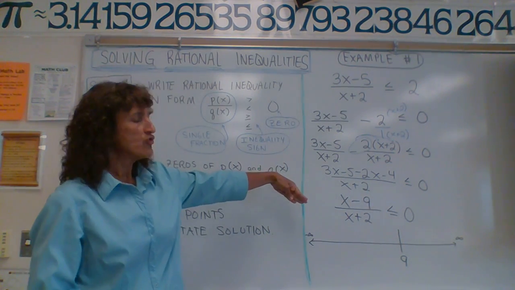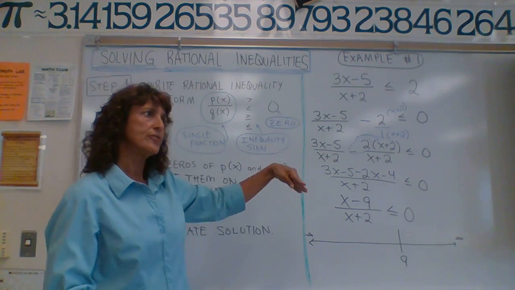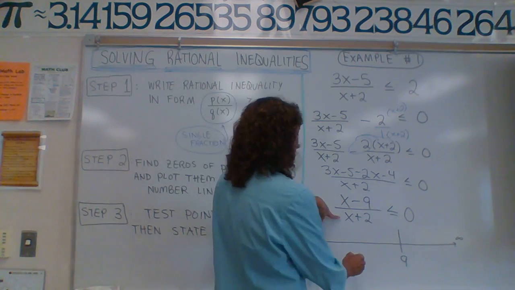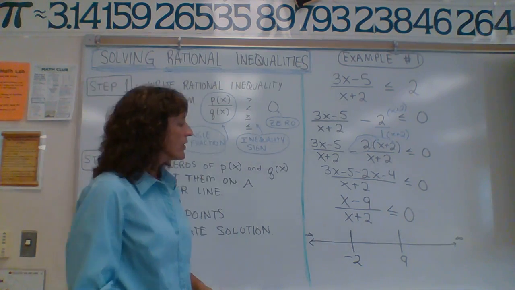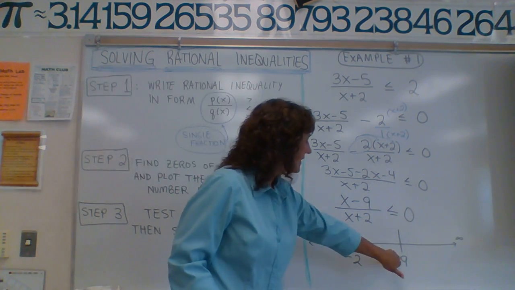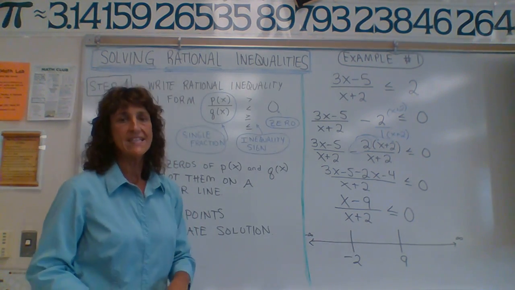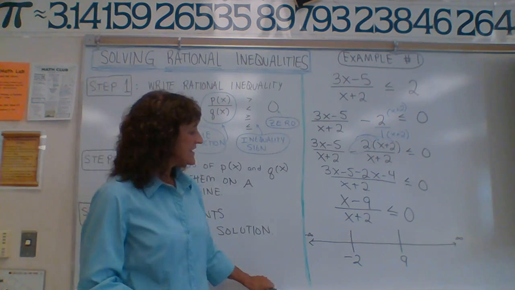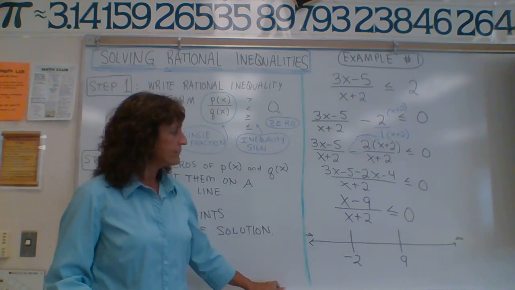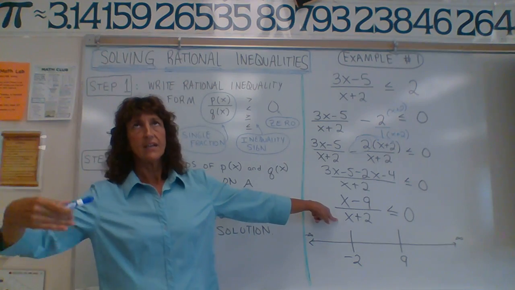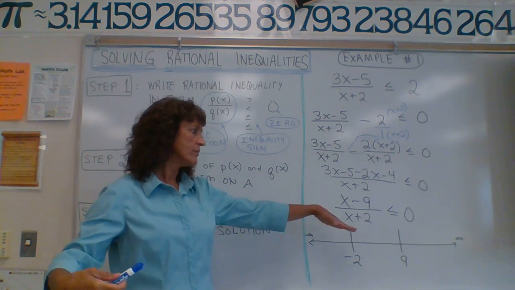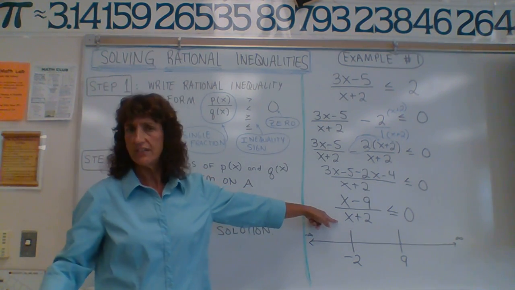And then x plus 2 is equal to 0. Subtract 2 from both sides. X equals negative 2 would be our other 0. So our 0 of the numerator is 9. Okay, our 0 of the denominator is a negative 2. Now the denominator of our fraction, okay, because we have to be careful with this inequality sign, denominator can never equal 0. It can't have 0 in the denominator of a fraction because it's undefined.